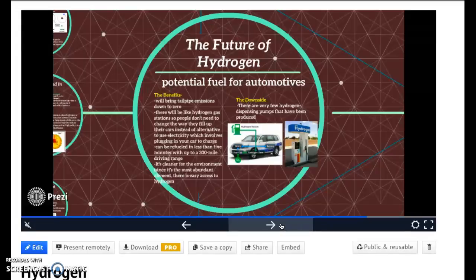The hydrogen pumps will be found at gas stations, so it would be very convenient for people, instead of filling up for gas, they can just fill up for hydrogen. Vice versa, if you were to have like a smart car that's powered by energy, you'd have to change your whole way of fueling your car because you'd have to plug it in at home, and it's just not as convenient as going to a gas station like any regular car would use.